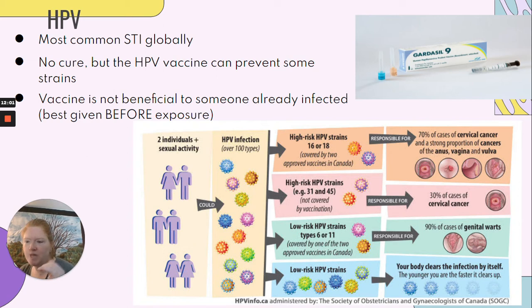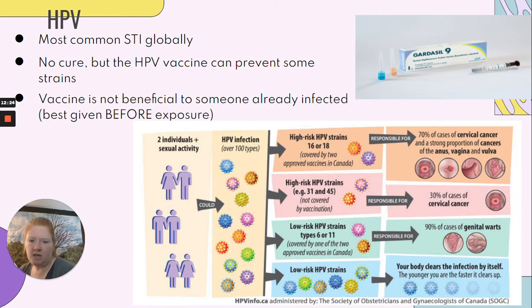HPV, most common STI around the world. No cure, but the HPV vaccine, Gardasil, can prevent some strains. The vaccine, though, is not beneficial to someone who's already infected, so it's best given before exposure, which is why a lot of places try to vaccinate prepubescent children.